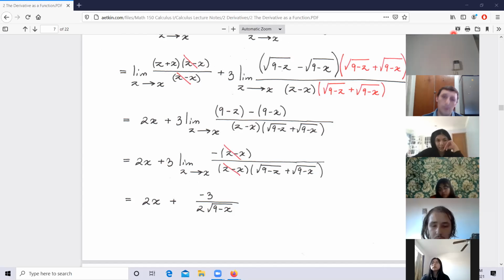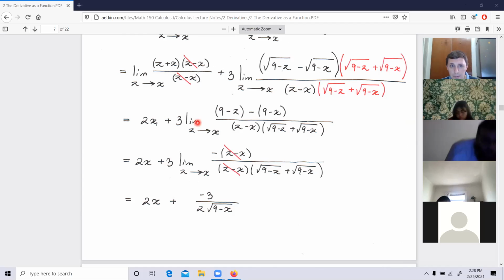All right, you see, guys, I try to explain it as briefly as possible. You have to get used to the basic algebra. It's just very simple. Look at it. Set it up, be efficient about it, and then you can cross away Z minus X, and you get 2x minus 3 over 2 root 9 minus x.